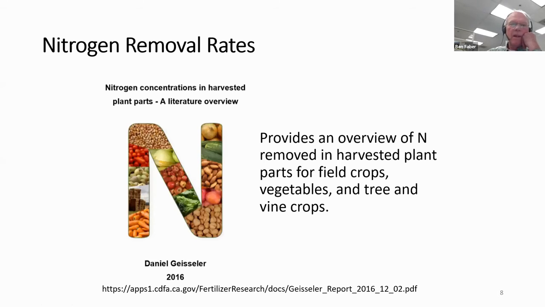nutrient. So looking at nitrogen removal rates, you can get those from a publication that's available at the CDFA website. This has a listing of the removal rates for lettuce, for avocados, for citrus, for broccoli, for alfalfa. So you can get an estimate of how much is being removed. And if you mimic that amount with that which is applied, then you can get a very high nitrogen use efficiency, and you can apply closer to what the plant needs.